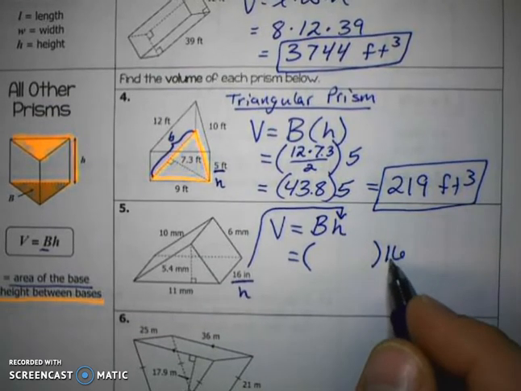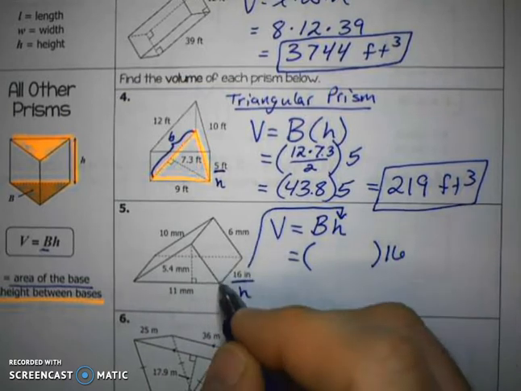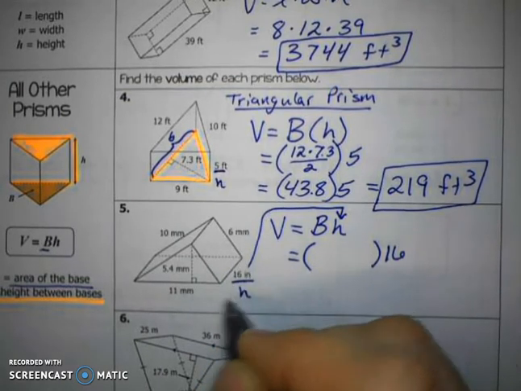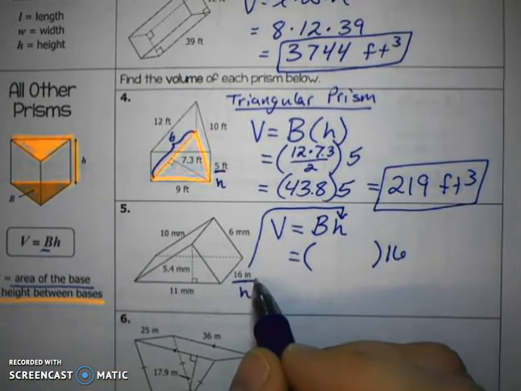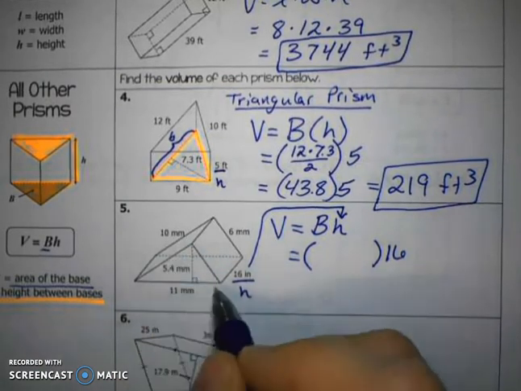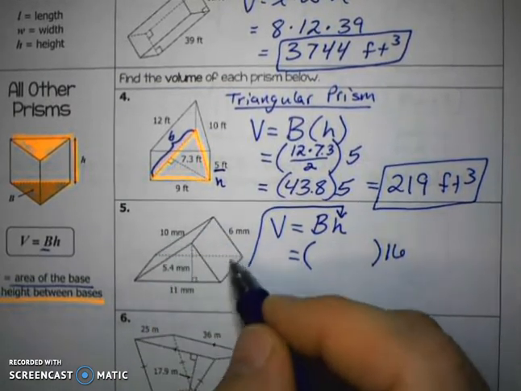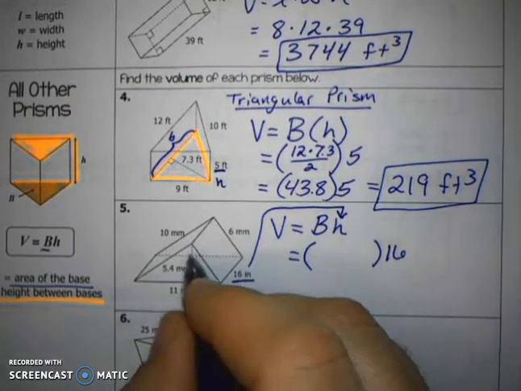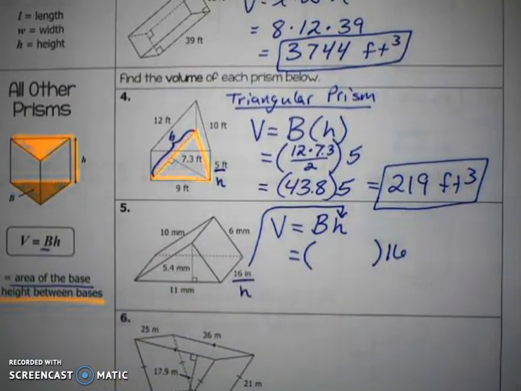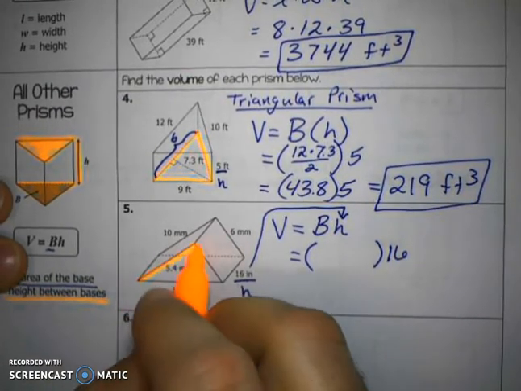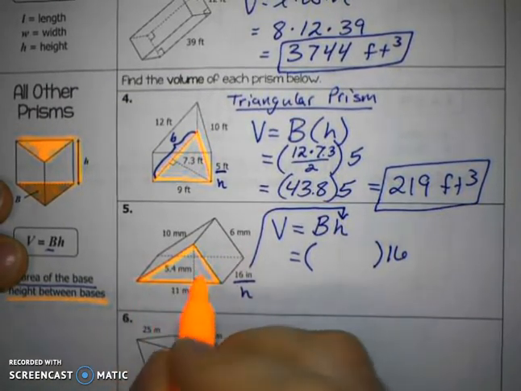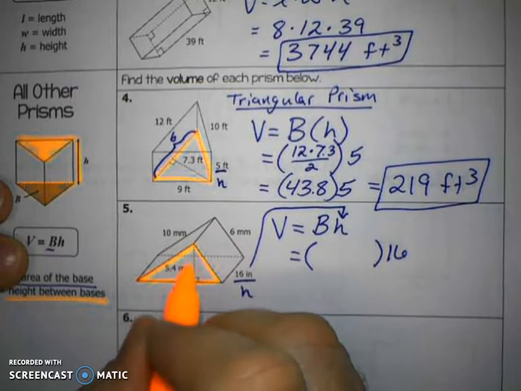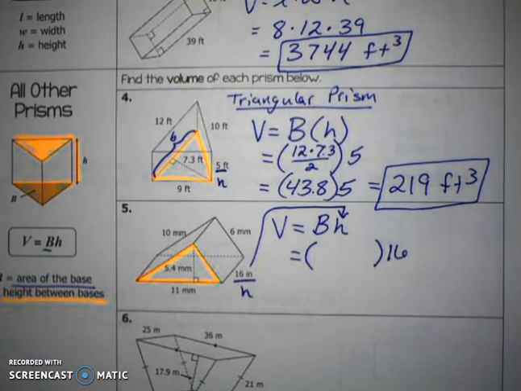I did want to point out that the distance between the bases is the height between the bases, and in this case that is 16. The bases of the triangles are at the front and the back, so the distance between them is 16. So this h should be 16. When you find the area of this triangle for the base, area capital B, you're going to use the height of the triangle, 5.4.